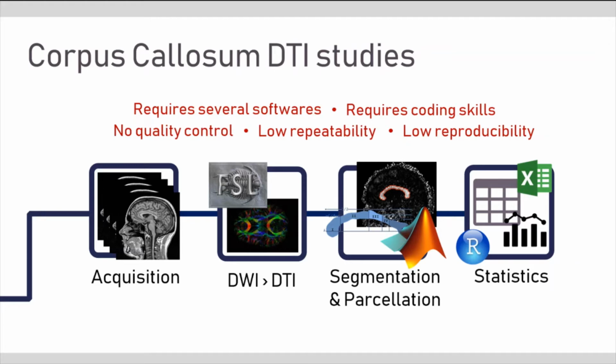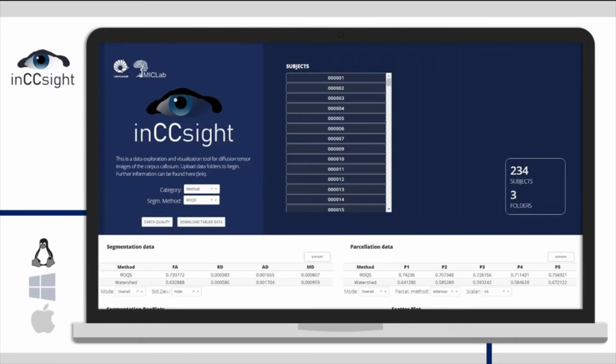For all these flaws, we propose to concentrate at least part of this pipeline in one single software, to simplify the life of researchers and empower them to make reliable, reproducible, and meaningful studies. This is inCCsight. It is a web-based software that allows DTI processing, automatic segmentation and parcellation of the corpus callosum, quality check, and provides a dashboard for quantitative and qualitative data exploration with several interactive graphs. It is open source and available for Linux, Windows, and Mac.